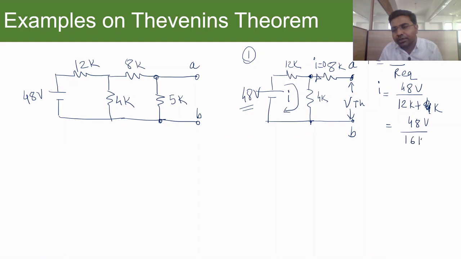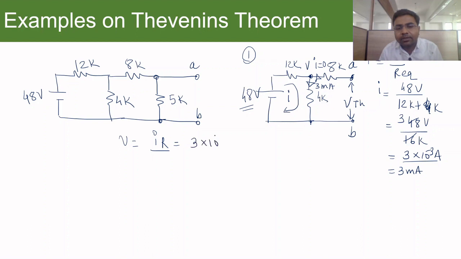So this would be 48 volt divided by 16 kilo ohm. So this is 3 into 10 raised to minus 3 ampere, since multiplying by 3 gives you 48. So 3 milliampere. This is the current flowing through this. Now if I am looking for the voltage available here, let's say this is V. V is nothing but, as per Ohm's law, V equals IR. And what is I?